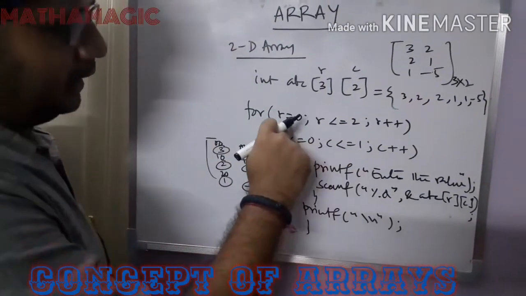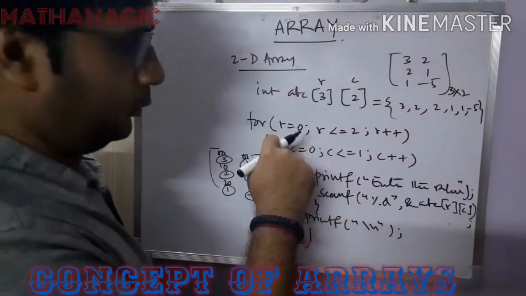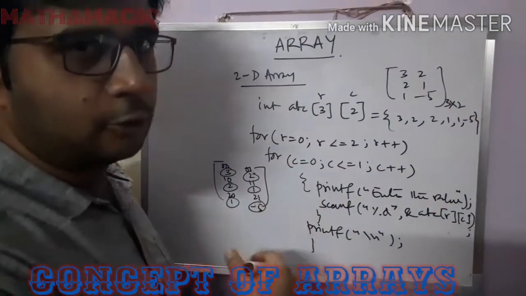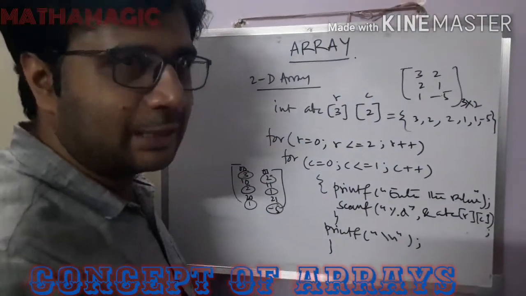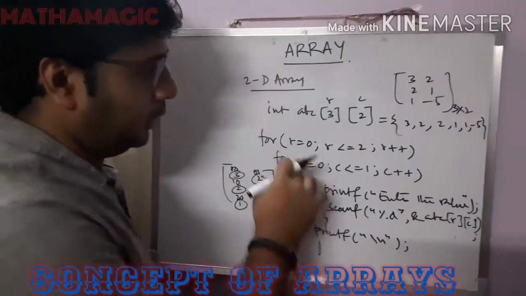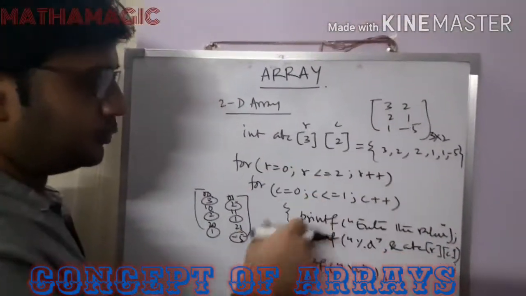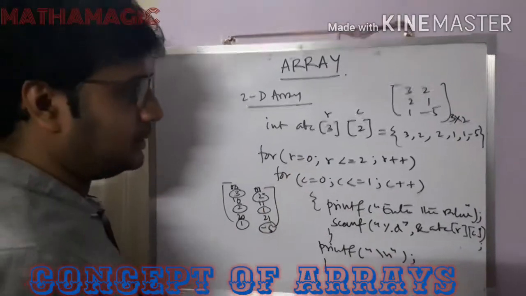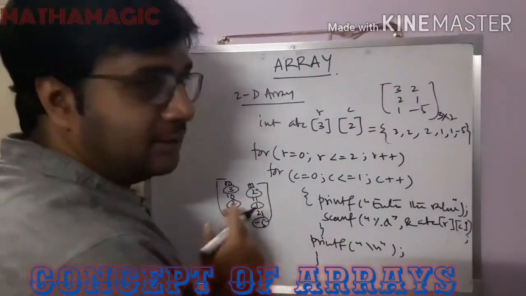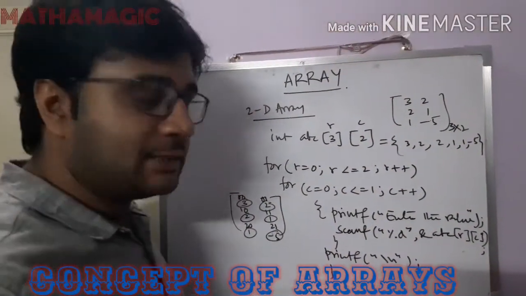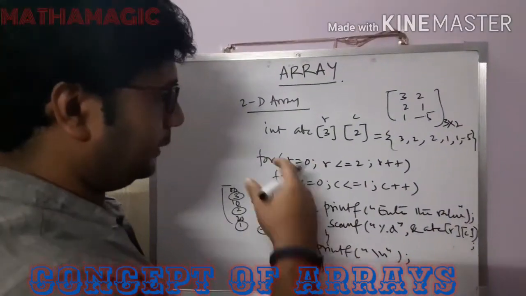So first, R is equal to 0. This is a nested for loop. This is what is called a nested for loop, because we are using two for loops simultaneously for the same purpose. For the purpose of execution of one particular statement, we are using two for loops. This is why it is called a nested for loop, just as we have seen the nested if else.